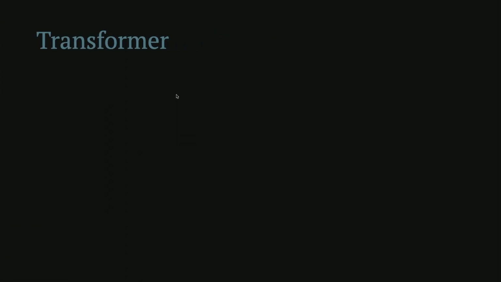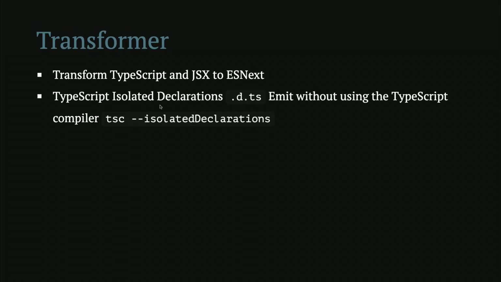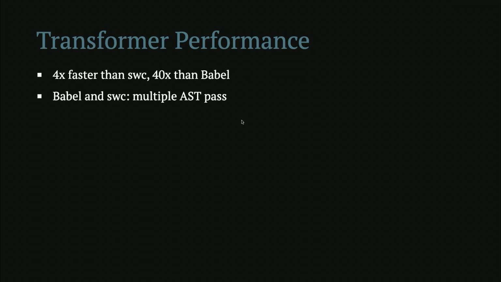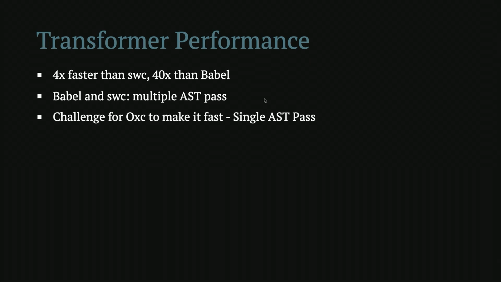And for the transformer, we can transform TypeScript to JSX, and there's an isolated declaration. So TSC isolated declarations emits. And for its performance, it's 4 times faster than SWC, 40 times faster than Babel. And Babel and SWC use multiple AST passes. So in a normal compiler design, for one AST, you just run it once, twice, 3 times to get your result. And in Oxc, we try to do a single AST pass.